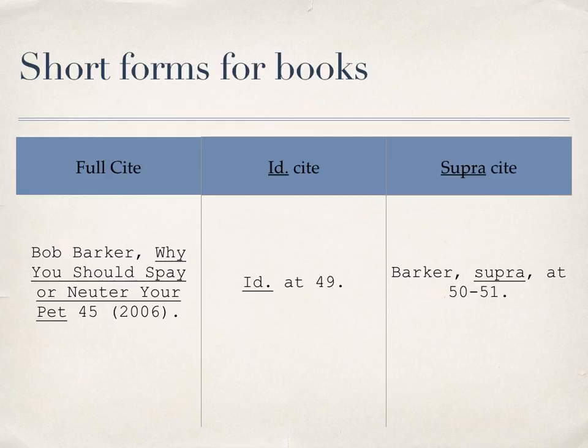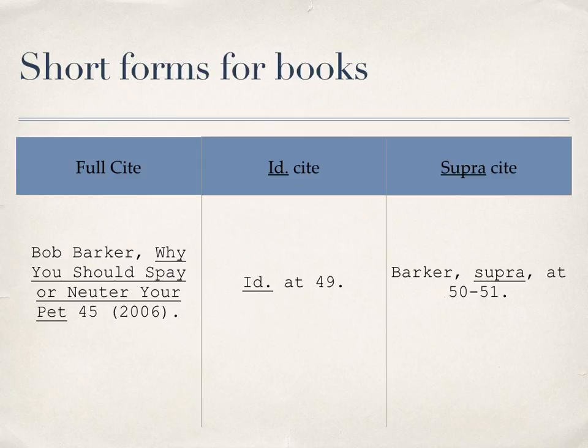Like cases, books can take an id form. An id form is appropriate where the previous cite was to the same authority and no other authorities have been cited since. Id can be used on its own if the citation is to the same page as the previous cite. But where, as here, the page is changing from the prior cite, you'll use id, at, and the new page number.